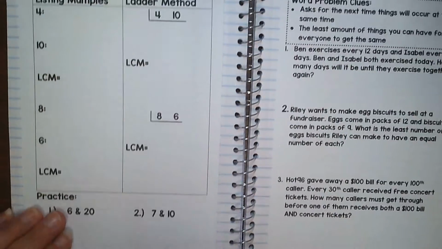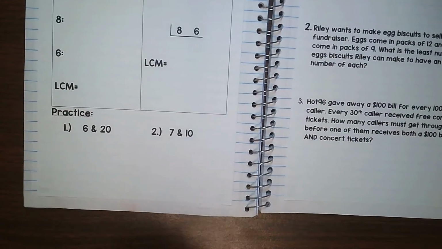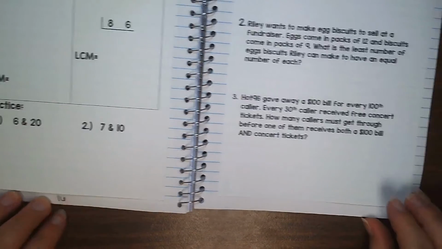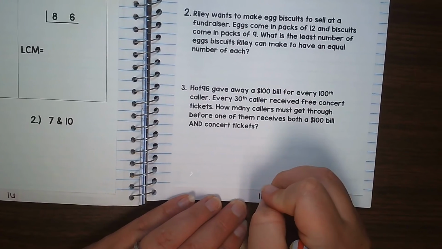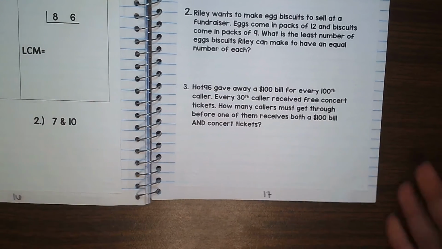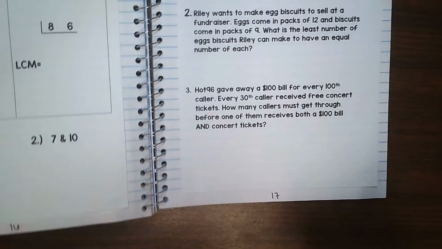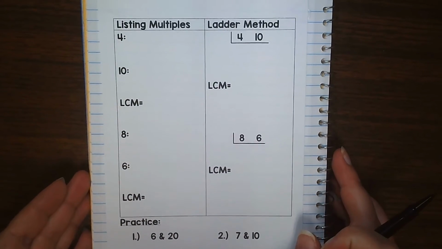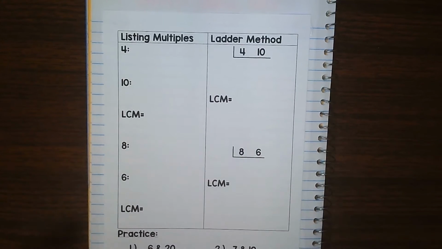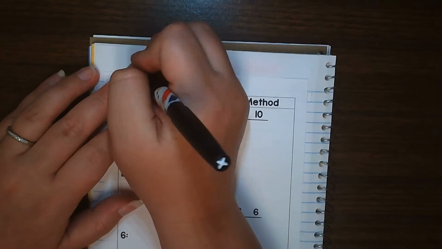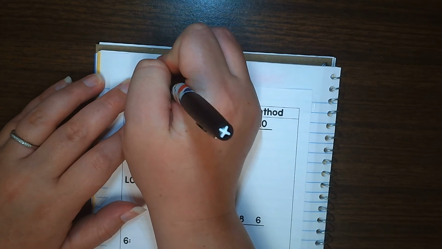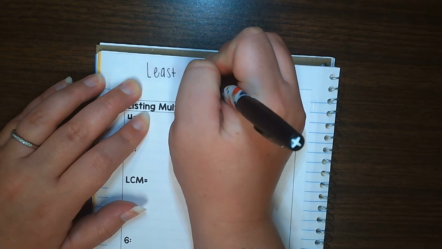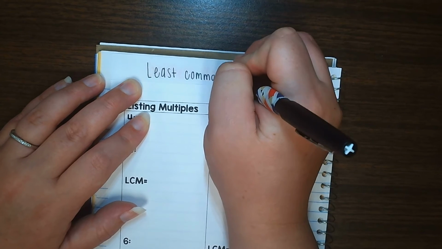And these are pages 16 and 17. Okay, so let's go ahead and look at the different ways we can, oh, I almost forgot our title. Least common multiple.